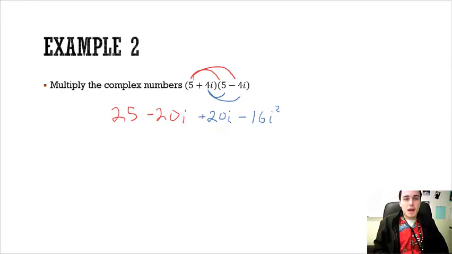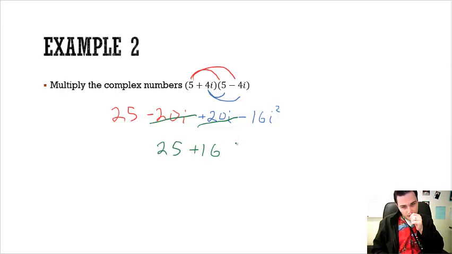Well, we go in, we combine like terms, and I see that the minus 20i and the plus 20i are going to cancel out. And then, of course, I know that this i squared is really -1, which just changes this to a plus 16. So really, I just have 25 plus 16. 25 plus 16 is, what is that, 41? Okay, there you go.